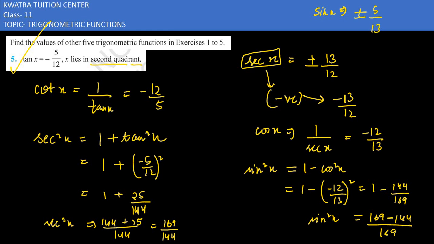But as you can see, it is in second quadrant and sin x is positive. Sin x is positive, that means it would be positive 5 by 13. And finally we can find the value for cosec x, because that's a reciprocal of sin x. So I would have 1 over 5 over 13. So it would become 13 by 5 as cosec x.